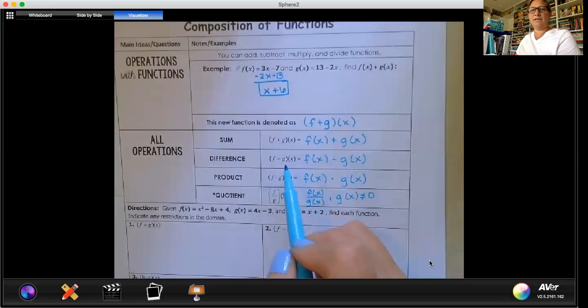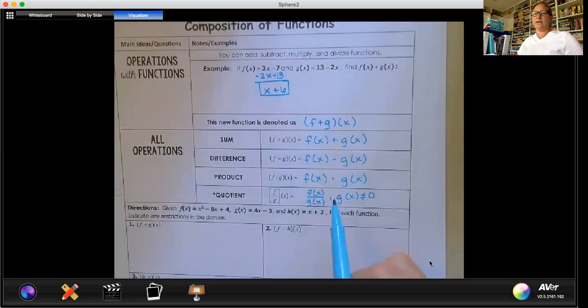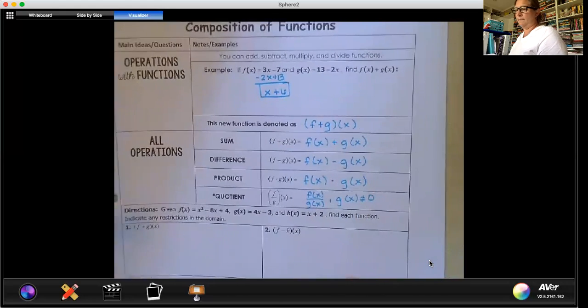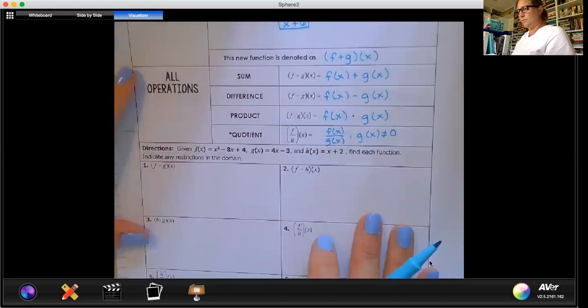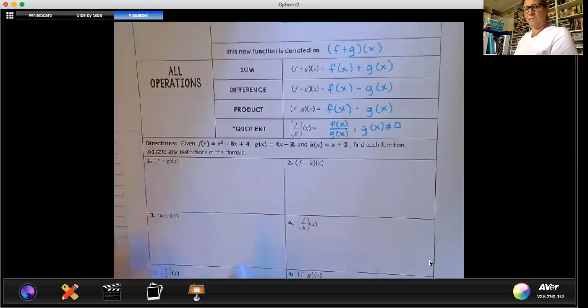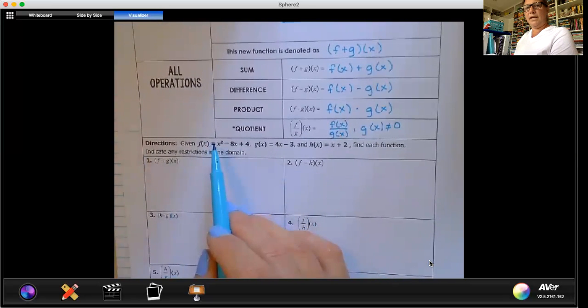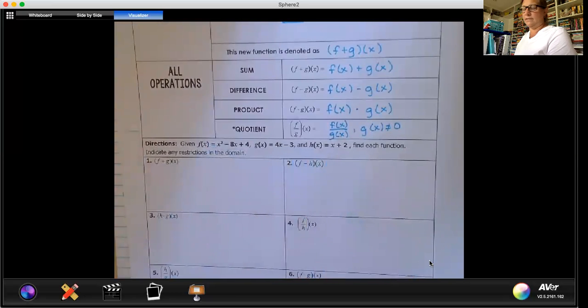F minus g of x is f of x minus g of x. F times g of x is f of x times g of x. And f divided by g of x is f of x divided by g of x, understanding that g of x cannot equal 0. So what we're going to do here is state if there are any restrictions to the domain after we do the operation, and the functions f, g, and h are listed here.